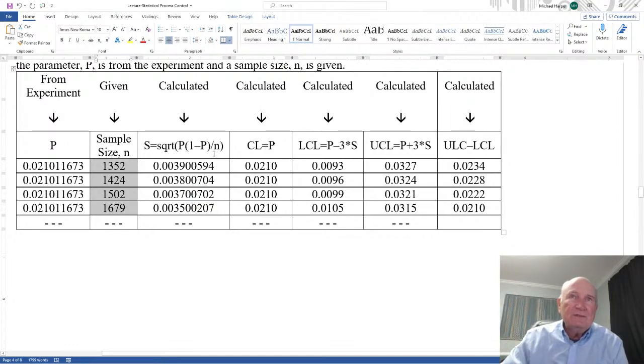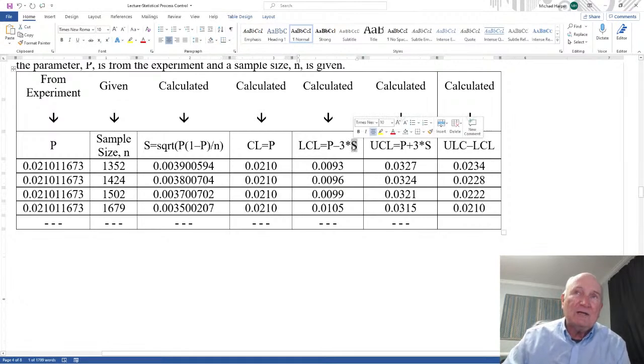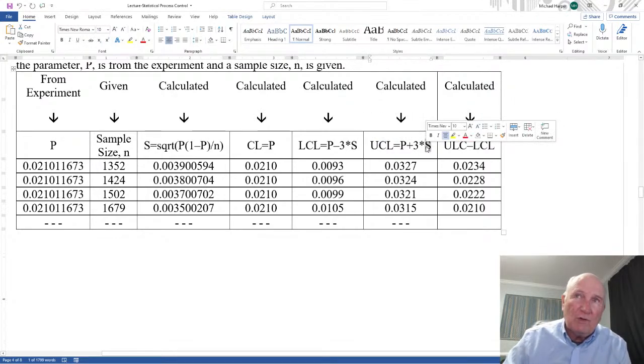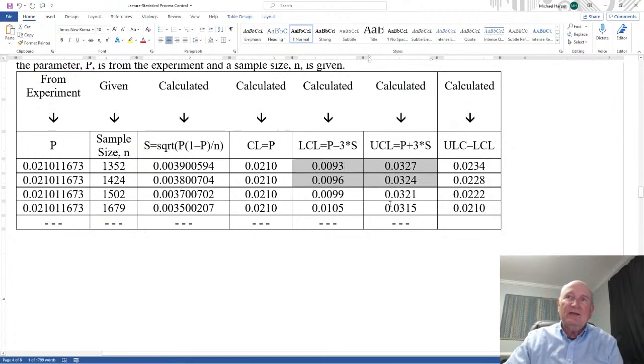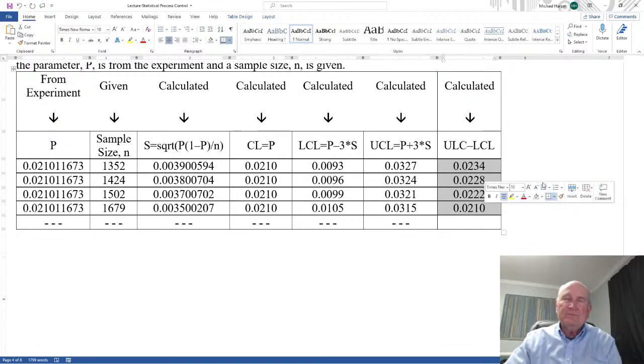Well, first of all, since p doesn't change, n is in the denominator of the standard deviation. What's going to happen to the standard deviation? It's going to decrease. 3.9, 3.8, 3.7, 3.5. It gets smaller. The center line doesn't change, but since s gets smaller, you're subtracting lower amounts from the lower quality, so it's going up. Lower amounts to the upper quality, so it goes down. So the interval then begins to decrease. 2.3, 2.2, 2.2, 2.1. So as the sample size increases, your control chart decreases.